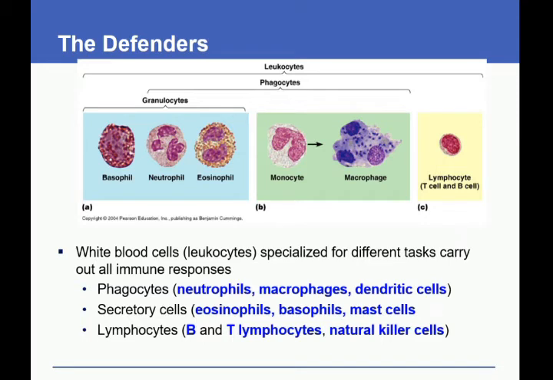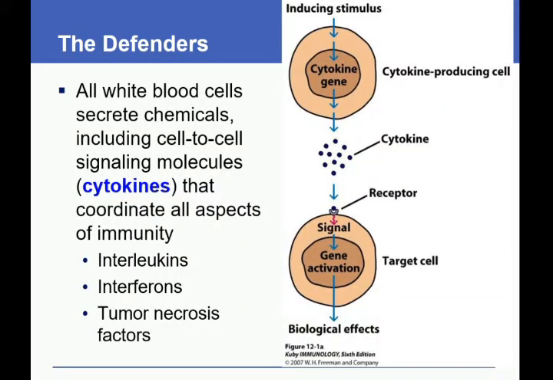The defenders. White blood cells, leukocytes, are specialized for different tasks, carry out all immune responses. Phagocytes, such as neutrophils, macrophages, and dendritic cells. Secretory cells, such as eosinophils, basophils, and mast cells. Lymphocytes, B and T lymphocytes, and natural killer cells. All white blood cells secrete chemicals, including cell-to-cell signaling molecules, which are cytokines, that coordinate all aspects of immunity. For example, interleukins, interferons, and tumor necrosis factors or TNFs.